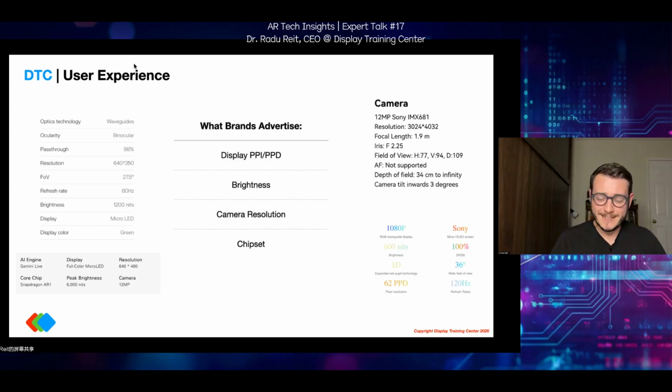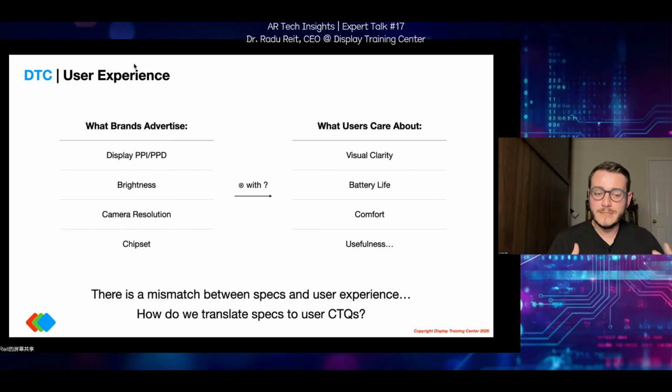I was in engineering for all my career. It's very easy to set the display PPI. I now have 3,000 pixels per inch. I have 4,000 pixels per inch. This is so easy to say I have a bigger number than my competitor, or I have a bigger number than the previous generation. But from the perspective of a user, is that really the most important thing? I would argue that probably not.